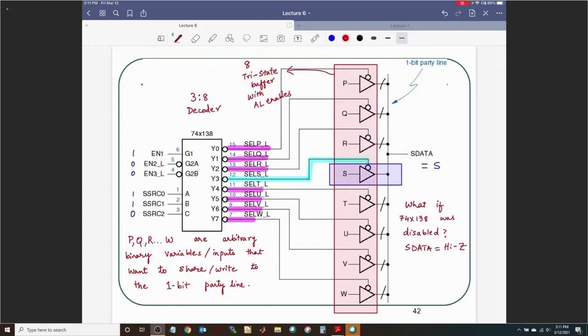So that would mean that this guy itself is not connected to the entire thing. Now, where would that become useful? Well, that could be useful if you are actually making a bigger diagram, right? So for example, if you had eight here, eight here, eight here, multiple of those, then you could deselect a group of eight at once by disabling one of those decoder chips.